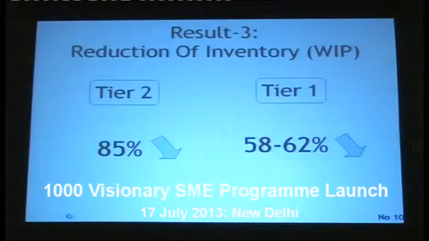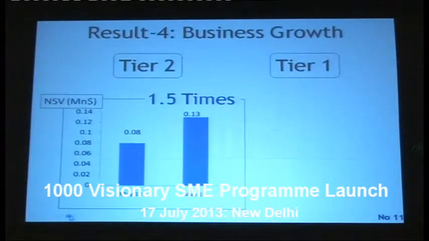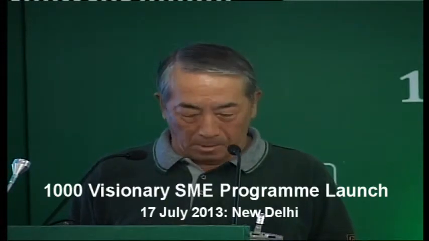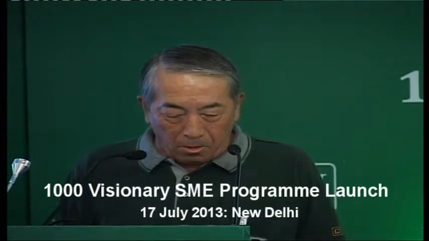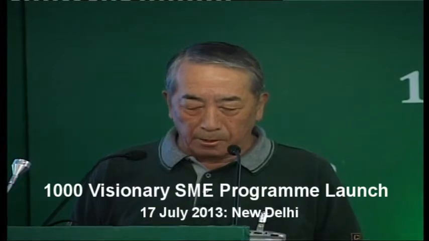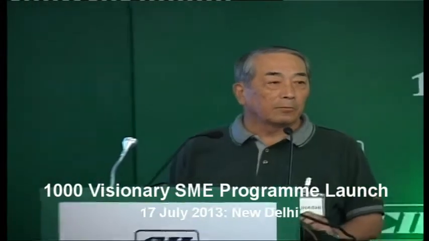Then, drastic reductions of inventory have also been achieved. And also business growth, especially for tier twos. Some tier twos have achieved more than 1.5 times business growth within 1 year. So you may have the question: why such a remarkable result within 1 year? What is the secret?